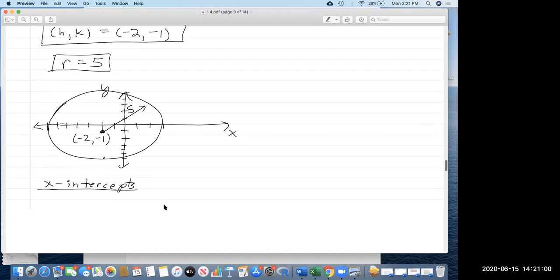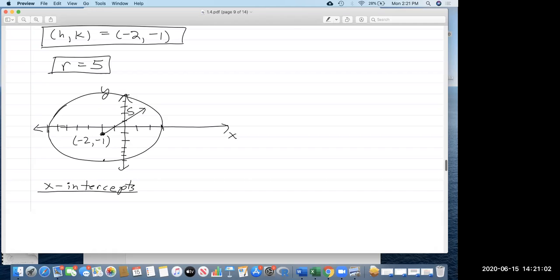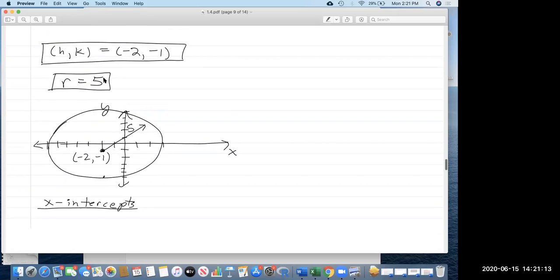Let's find the x-intercepts. So I want to figure out when these intersect the x-axis. Well, remember, just set y equal to 0, solve for x. And so I have the equation.